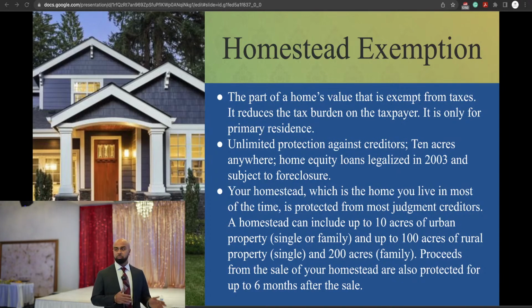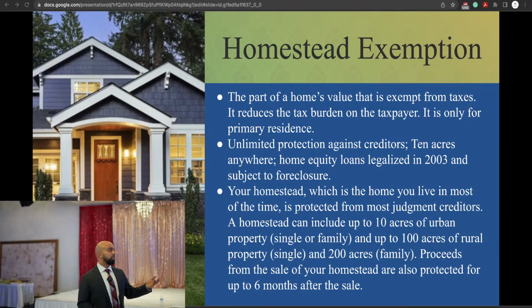Other states have $200,000 limits, $500,000 limits, depending on where you live and what those property values may be. That may be beneficial and may be enough for you. But for a lot of people, it's not enough. And you can also have 10 acres of additional unused land attached to your property. Your homestead, I'm going to read straight from here. Your homestead, which is the home you live in most of the time, is protected from most judgment creditors.